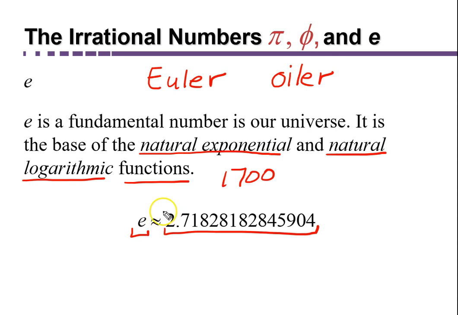Now, we usually round the number off to 3 decimal places, so E is often 2.718, historically. Okay.